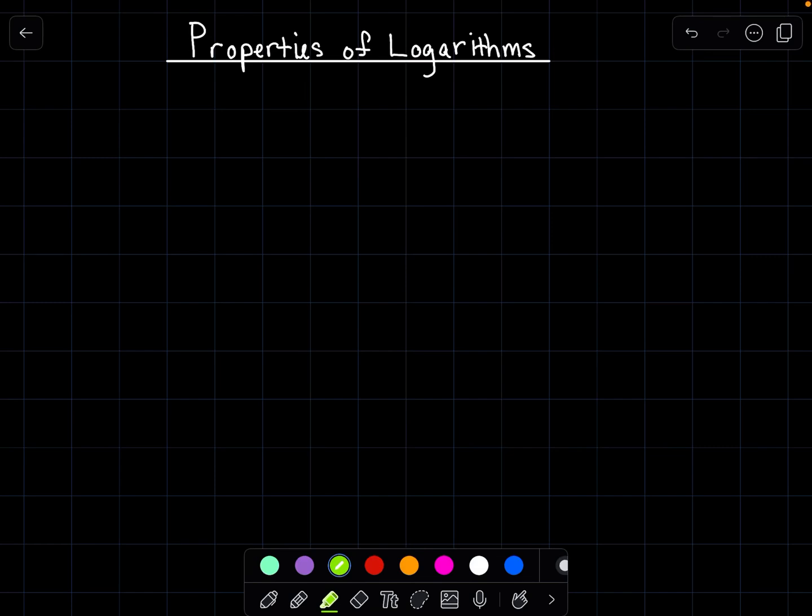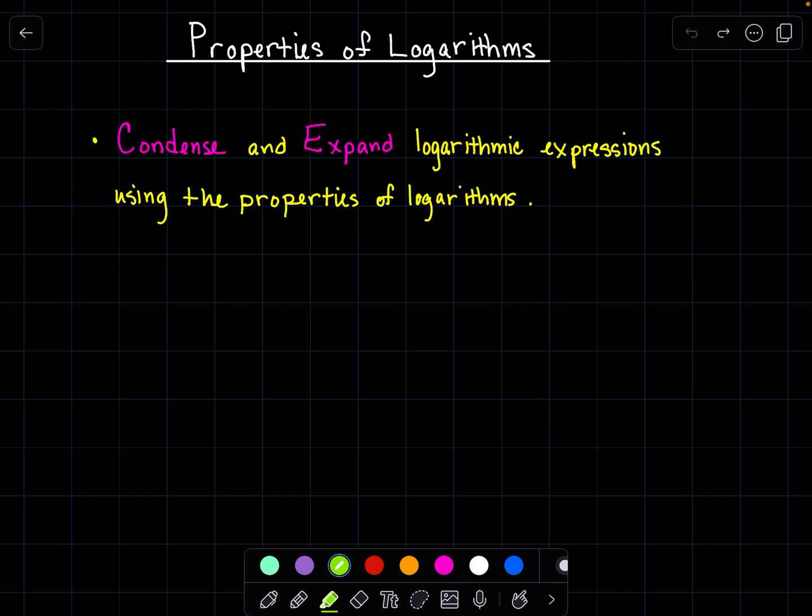Okay, in this video we're going to discuss and learn the properties of logarithms. By the end of this video, you should be able to 1, condense, and 2, expand logarithmic expressions using the properties of logarithms. And first, let's go over one of the three major properties.